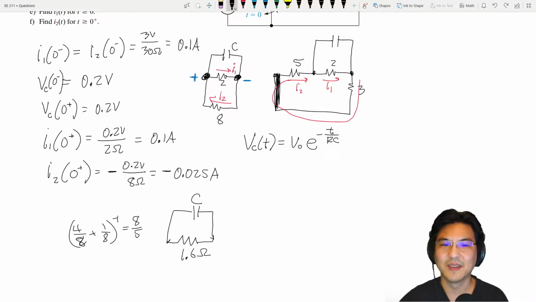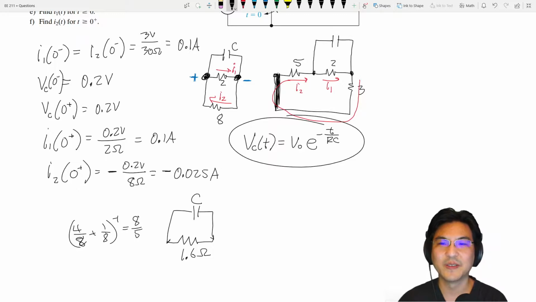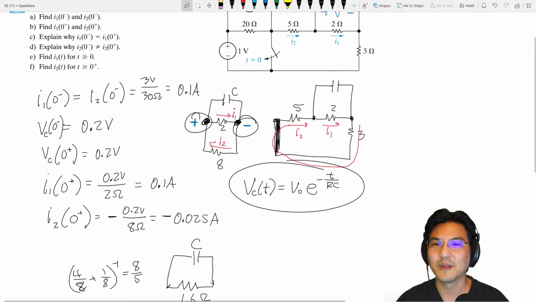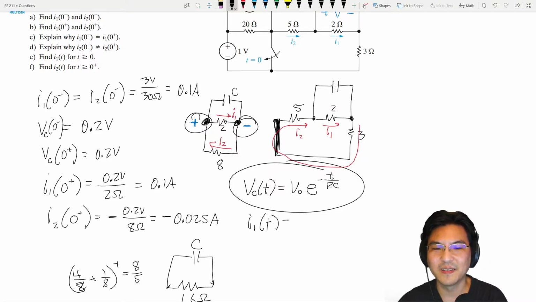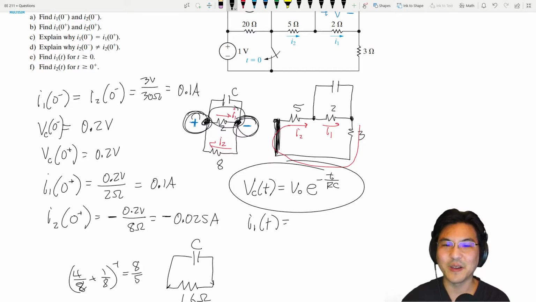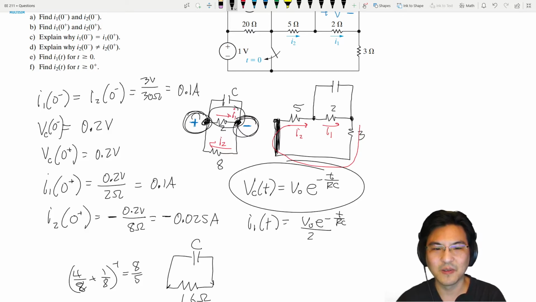Okay, so we got this. That's the voltage from here to here. But then if you want the current, no problem. I1 is V over R. Be careful. See the plus over here, minus over here, and then the way the arrow is drawn. So I1 is V over R. So V naught e to the minus t over RC over 2 ohms.